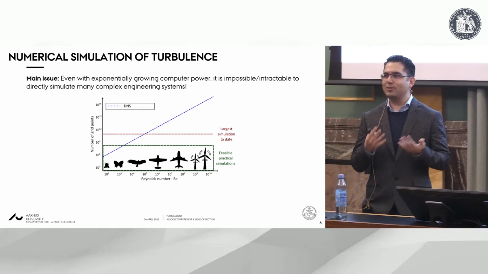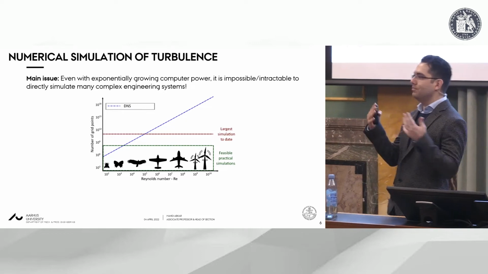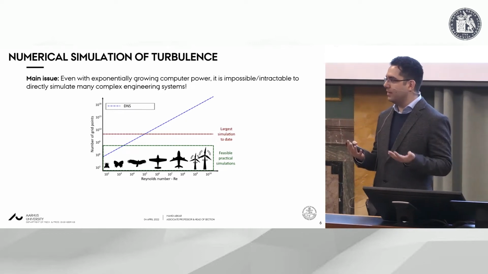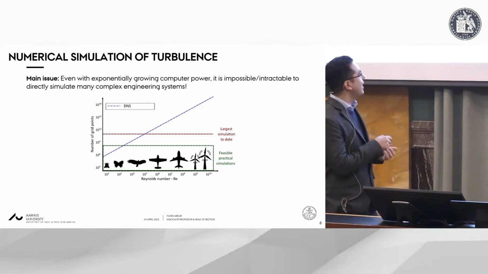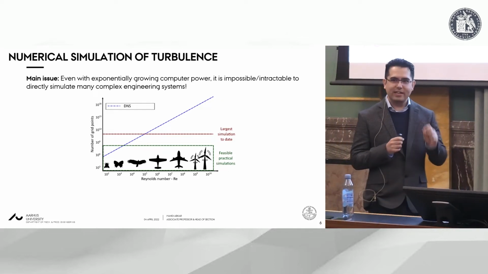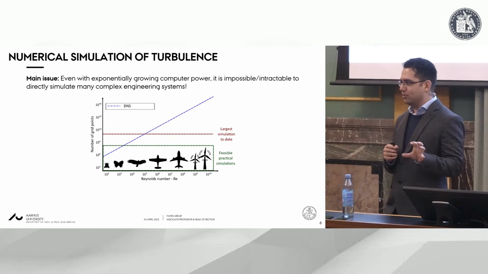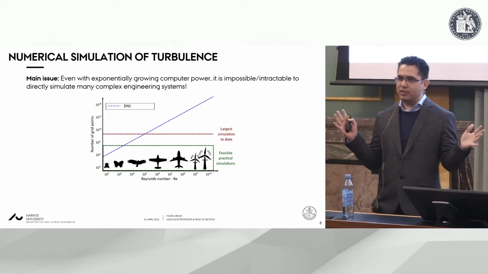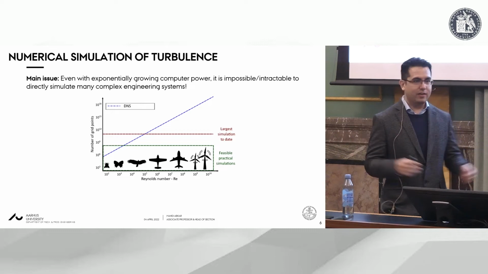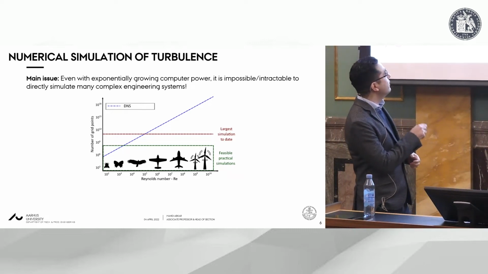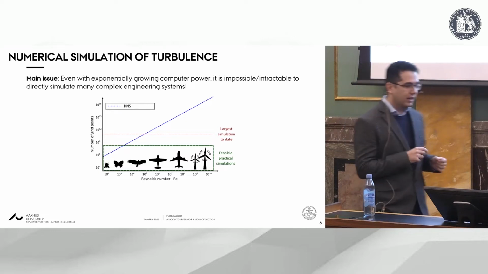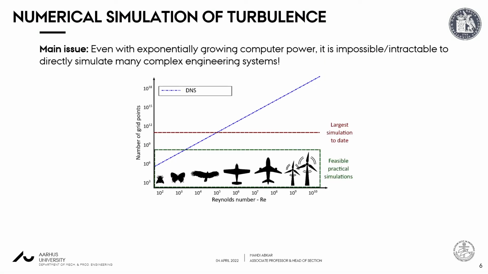So this is a parameter that tells us how large the system is and how fast the fluid actually moves. For example, if we have a small bug in a slow breeze, we have a low Reynolds number. If we have a very large wind farm, we have a very large Reynolds number, and this is the log scale. And here on the vertical axis, we have the computational cost, or the number of grid points that we need to solve this kind of problem.